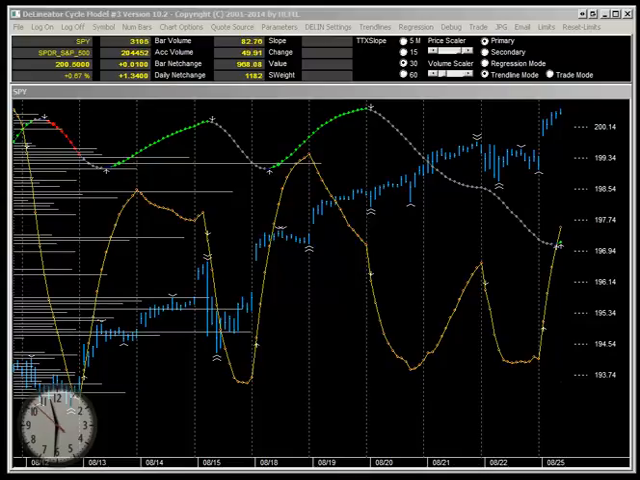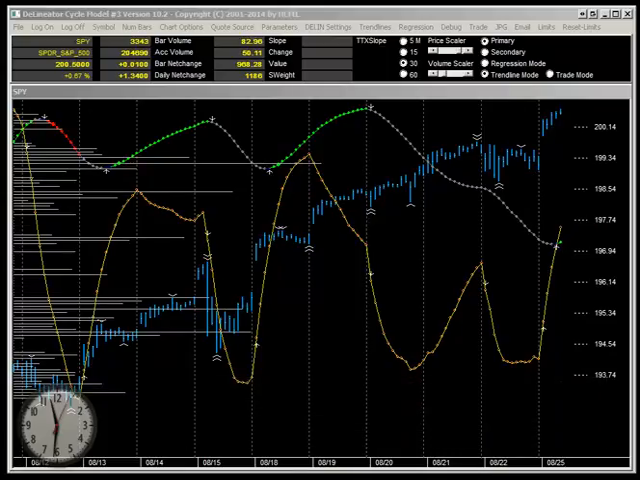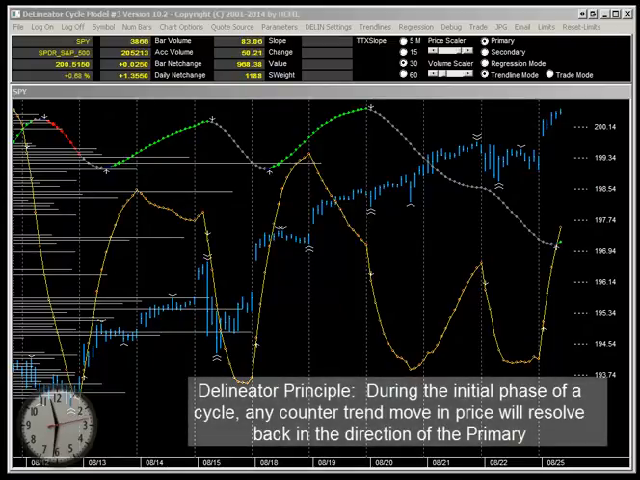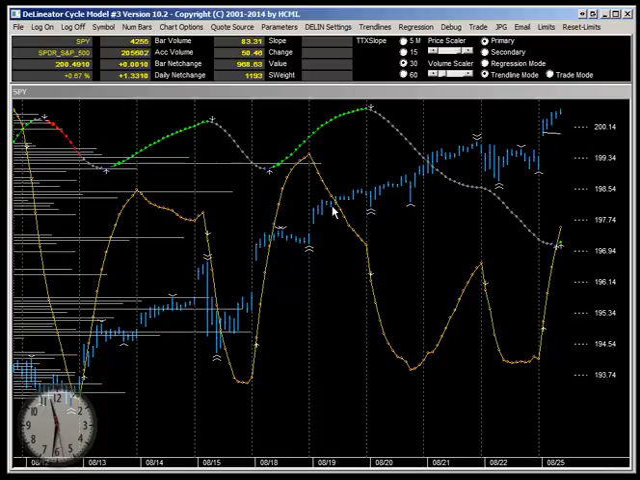The reason why it turns green at plus 75 is because typically, like 99.9% of the time, when the primary slope is greater than plus 75, it does not turn back down during that day. And that, of course, is very important information to know. This tells us that any counter trend move in price during the initial phase of the cycle, which just started, will resolve back up in the direction of the delineator. So if we were to drop back down to, say, this level right through here, and provided signal weight was still positive, we would expect to see signal weight remain positive and price to go back up.